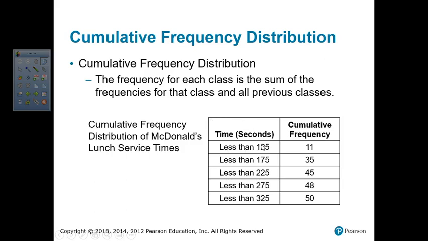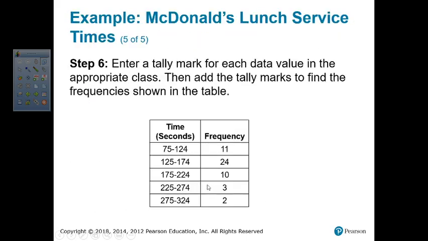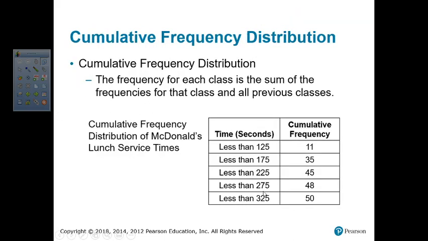How many items come before the lower limit of the class after the first class? 11. How many items come in the first two classes combined? That means less than the lower limit of the third class, 35. And we do that. And if you notice here, how many items are less than 325? Well, the highest class went up to 324. Everything comes before 325. But 325 would have been the lower limit of another class if there was a class after the last class. And we're saying how many items are there before 325? All of them. So that would be the cumulative frequency distribution.